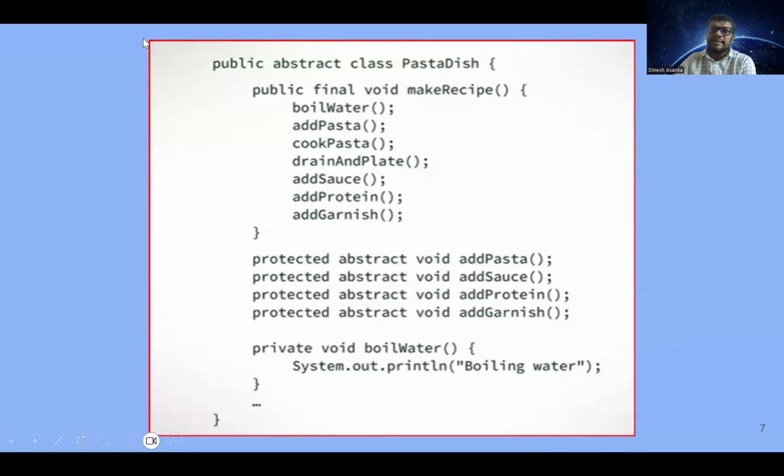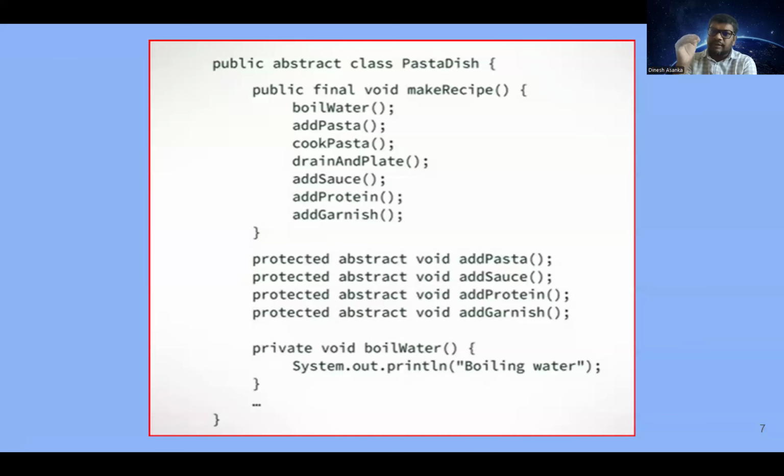So that means in a subclass, you can't override the make recipe method. Even in the subclass, you need to follow these steps. You are governed. So this is a template. That's why it means by template. In this method, this is the order that it should run.